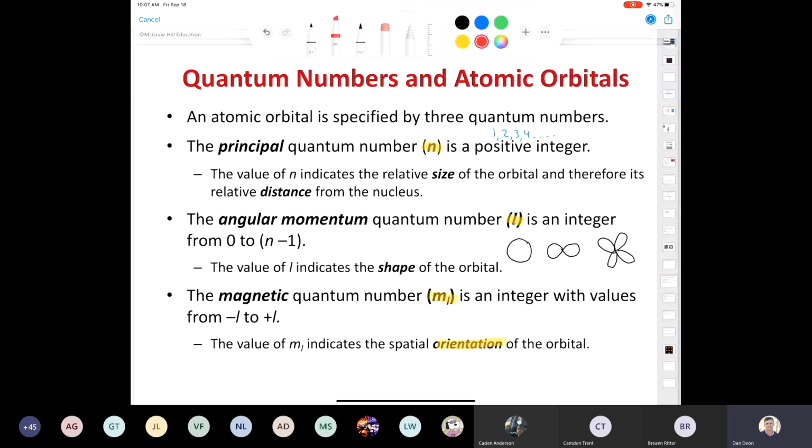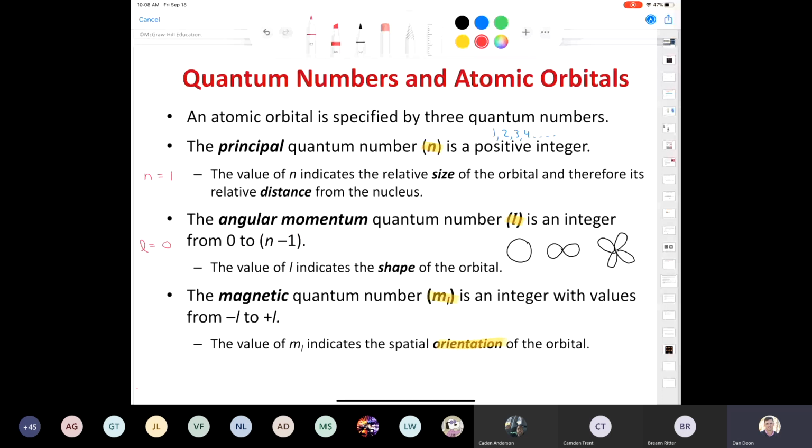If you have n equal to 1, what would your values of L be? Well, the only value that you could have for L would be 0, because L goes from 0 all the way up to n minus 1. What's 1 minus 1? It's 0. So you literally have one value of L.